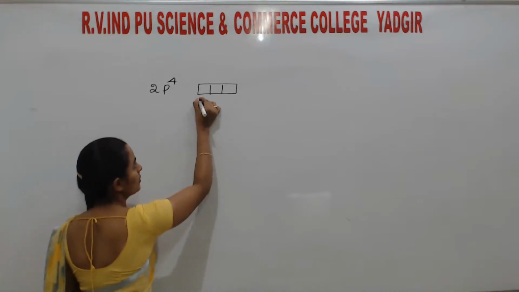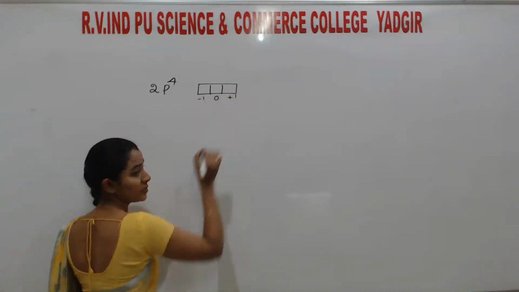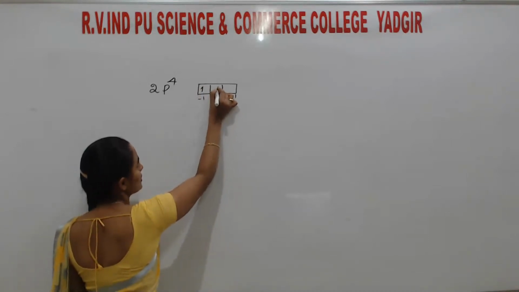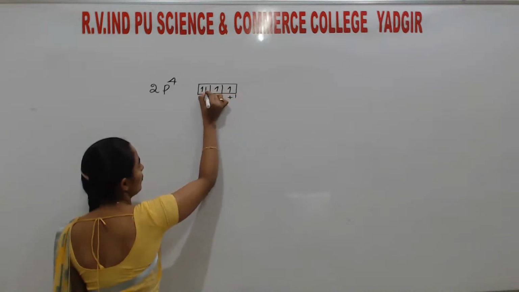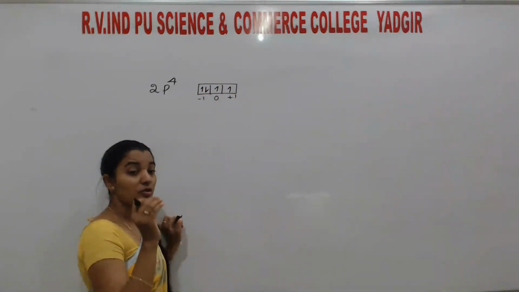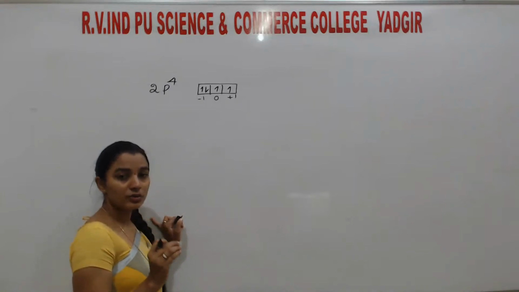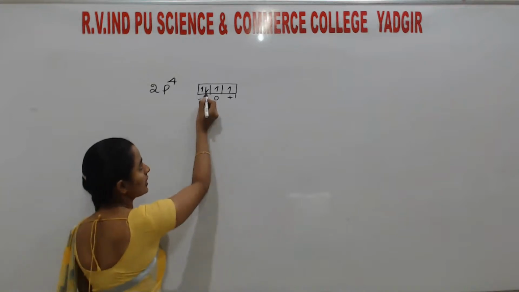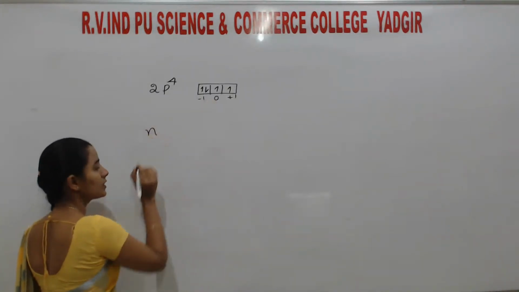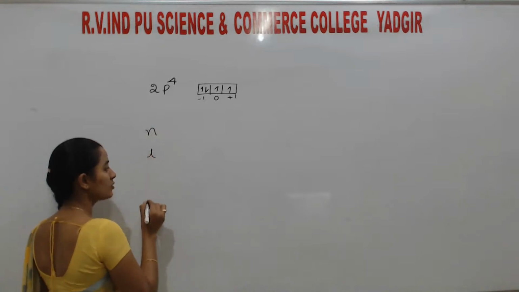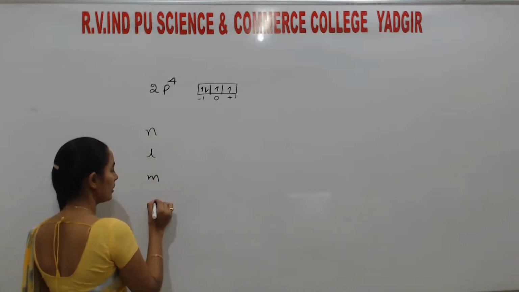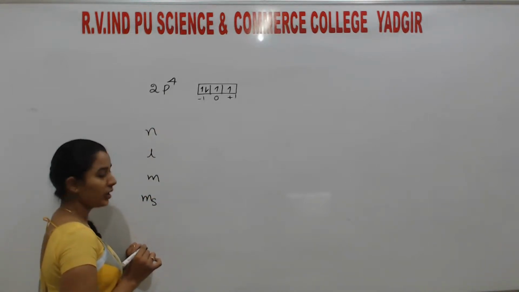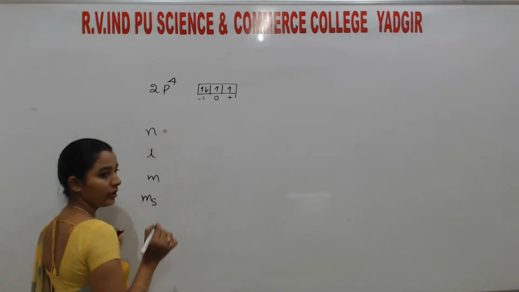Okay, this one is what? -1, 0, +1. Correct? So this is the first electron, second electron, third electron, fourth electron. So for the fourth electron, we need to check the four quantum numbers. So the numbers are: one is the principal quantum number, another one is azimuthal, next one is magnetic, last one is spin.